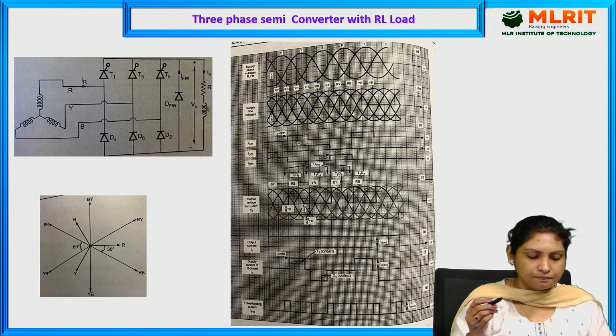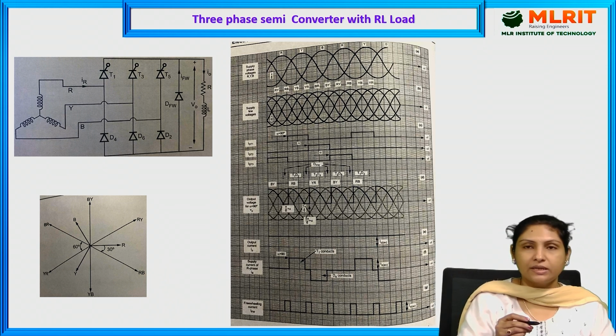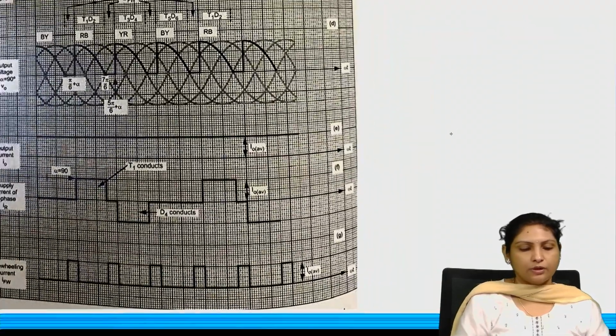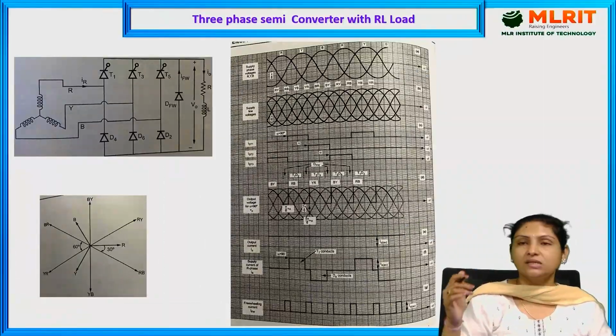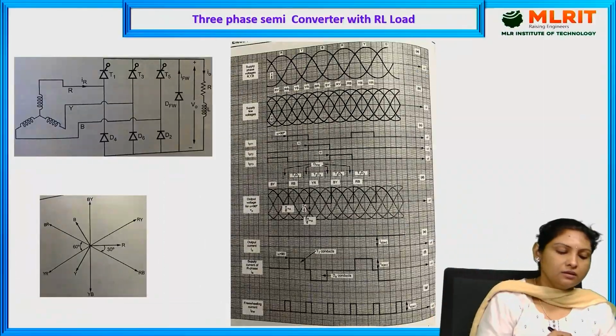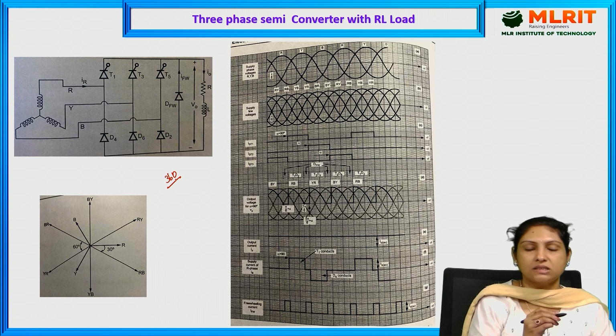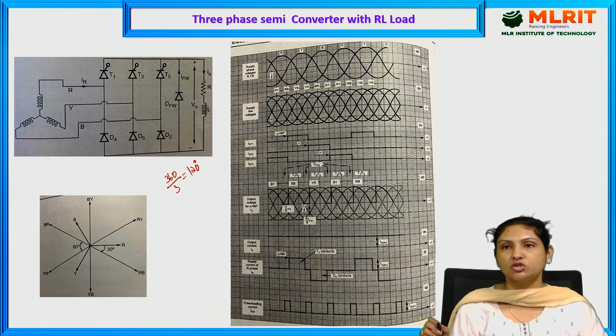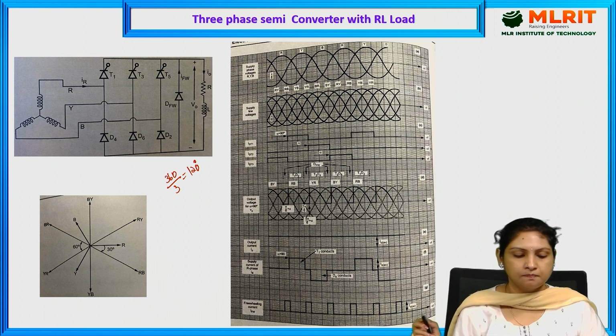And here we are providing the triggering pulse for a period of 120 degrees. Why is it 120 degrees? Here the total time period of a cycle is 360 degrees, and we are making use of 3 thyristors. That is the reason: 360 divided by 3 is equal to 120 degrees. Each thyristor will be conducting for a period of 120 degrees.